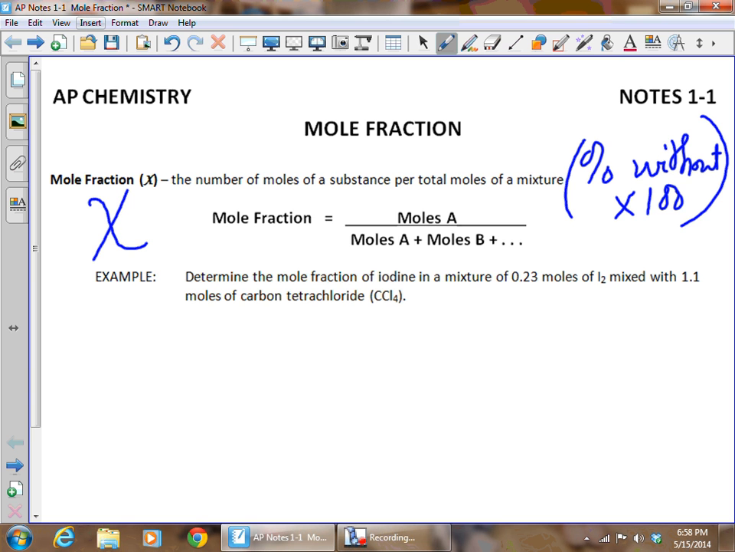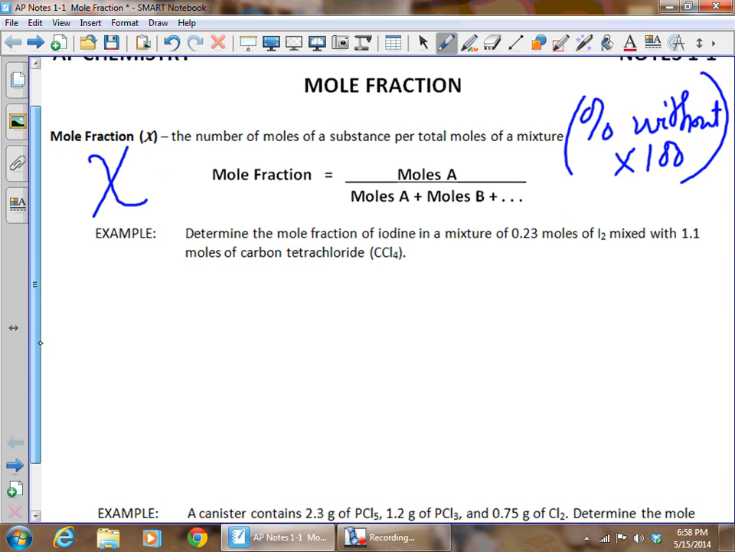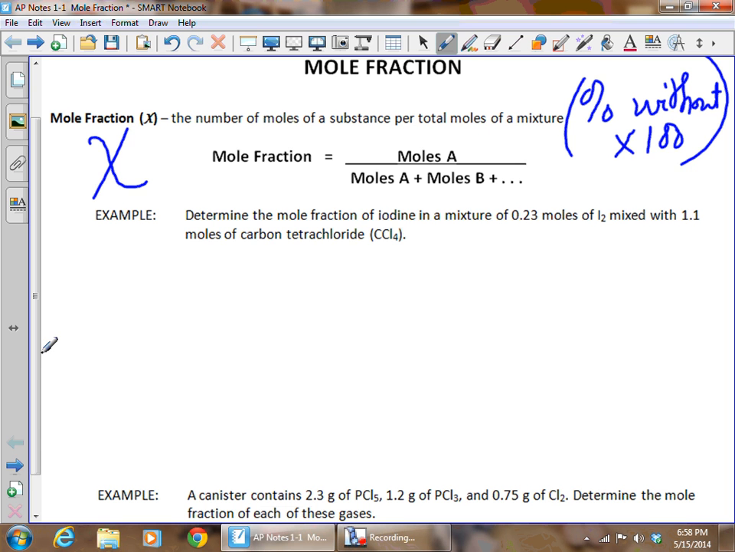So let's look at this first example. The first example says that we're supposed to determine the mole fraction of iodine. We're going to use the same attack methods that we used in pre-AP of circling what we're trying to find and underlining the other pieces of information. It gives us a mixture of iodine and carbon tetrachloride. It tells us we have 0.23 moles of iodine and 1.1 moles of carbon tetrachloride.